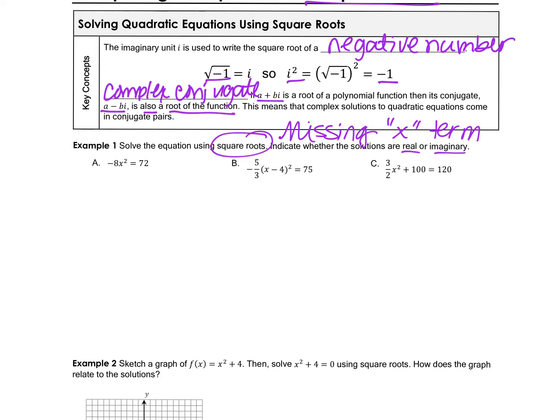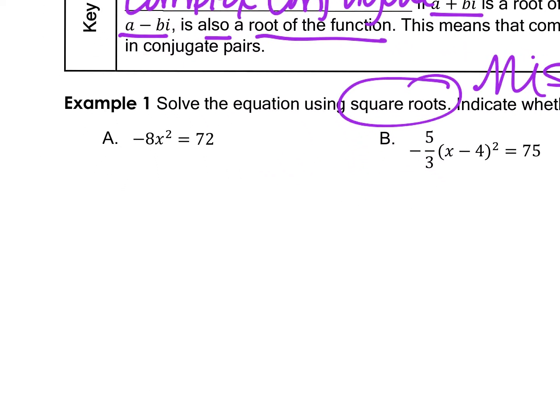So if you remember when we were using the square root method, we first have to isolate the term that is squared. So I would like for you to circle it. We need to isolate it by dividing by -8 at the beginning. So that gives you x squared equals -9. Now, since we have isolated the term that's squared, we're going to use the square root method. I'm taking the square root of both sides. So the square root of x squared is just x.